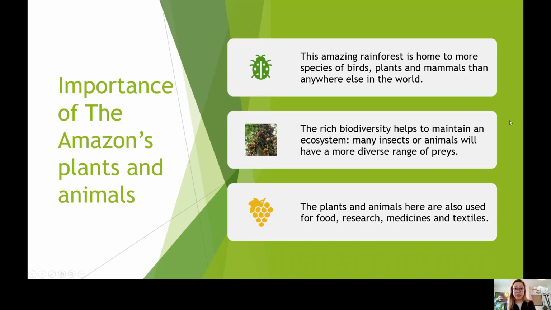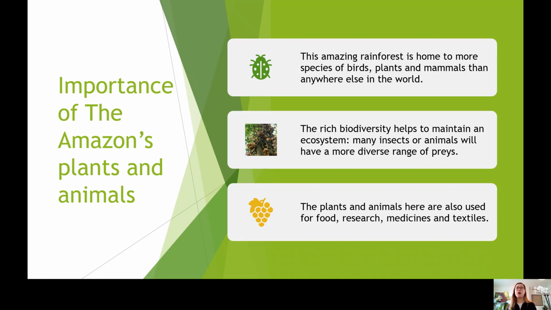Okay, thank you for doing that independent task. We've got another one towards the end of this lesson, but before we do that, we're going to learn a little bit more about the importance of the Amazon's plants and animals. So this amazing rainforest is home to more species of birds, plants, and mammals than anywhere else in the world. The rich biodiversity helps to maintain an ecosystem.